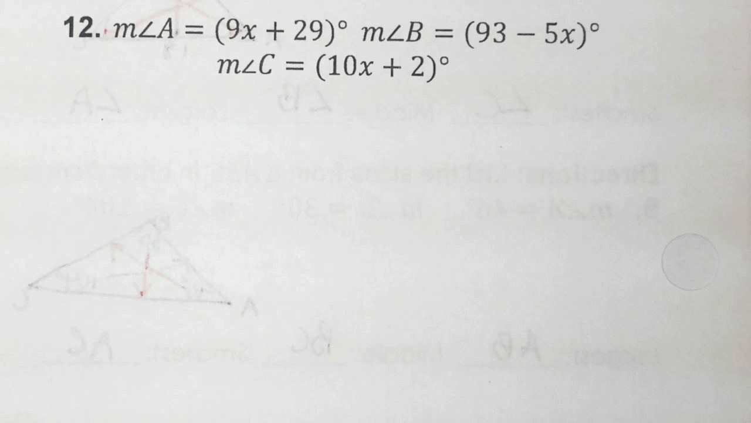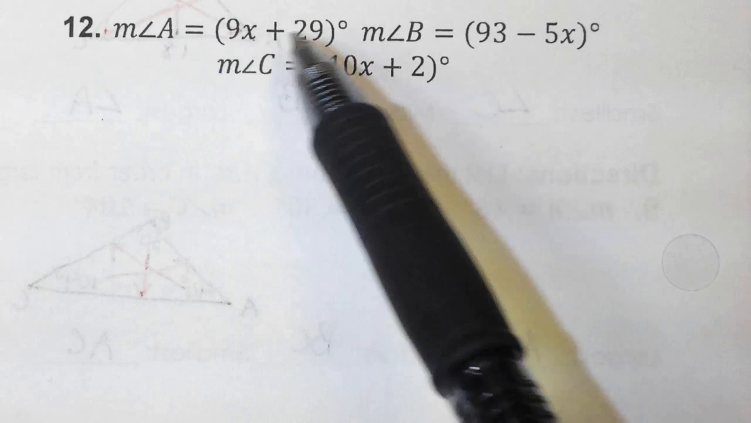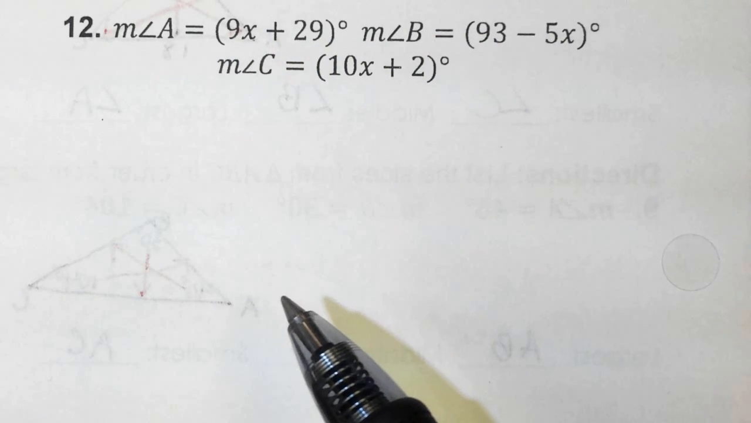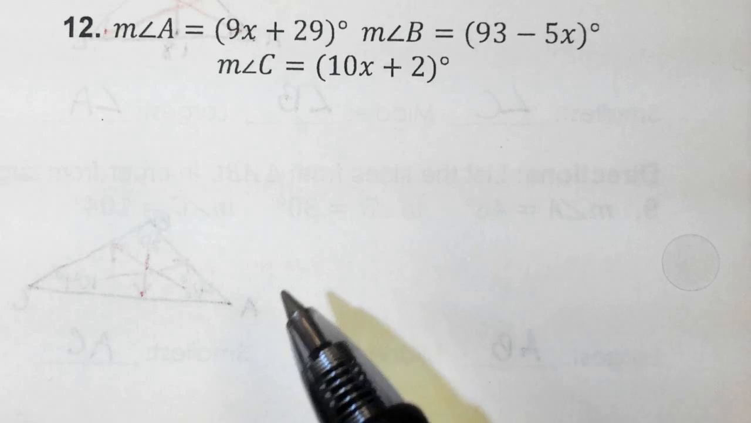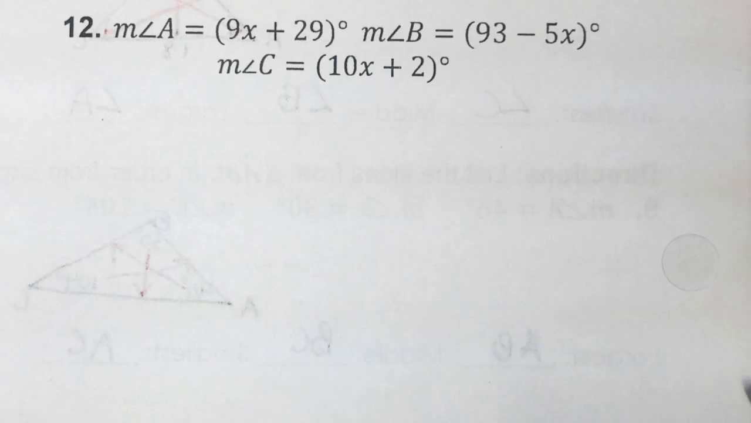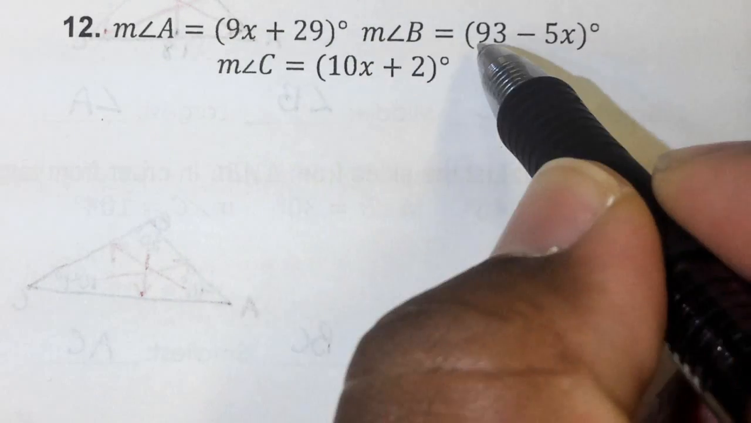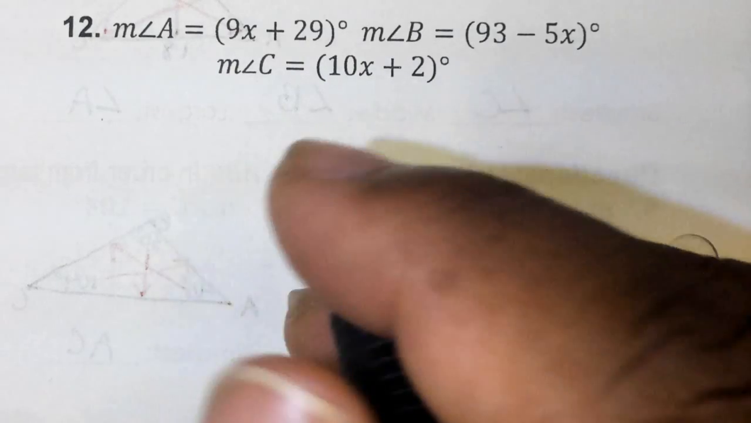On 12, they give you an expression for angle A, B, and C. It's not like the other one where you can just draw the triangle out and label the angles. You don't know what the angles are right now. You need to find the value of the angles. But they did give you an expression for each of the 3 angles. Like Ms. Johnson said earlier, a triangle adds up to what? 180. So angle A plus angle B plus angle C should equal 180 degrees. You need to write that equation out for yourself.